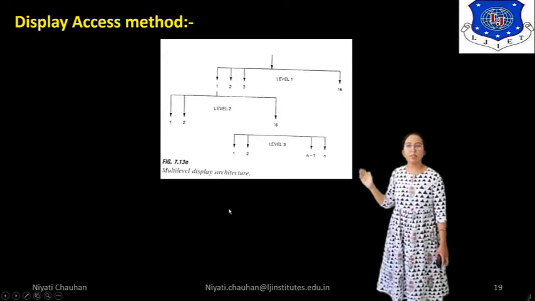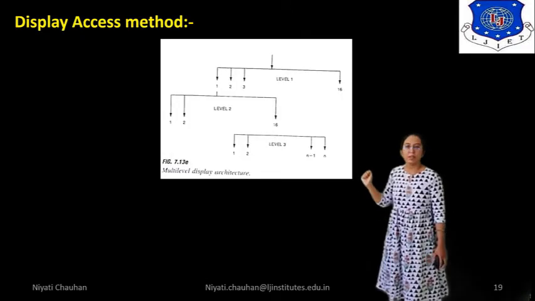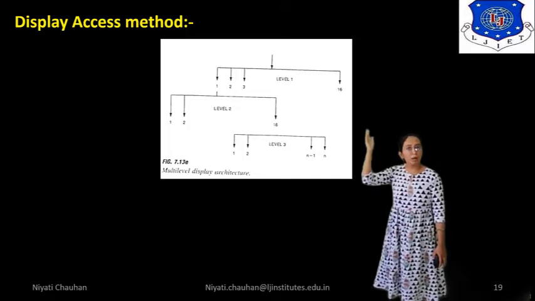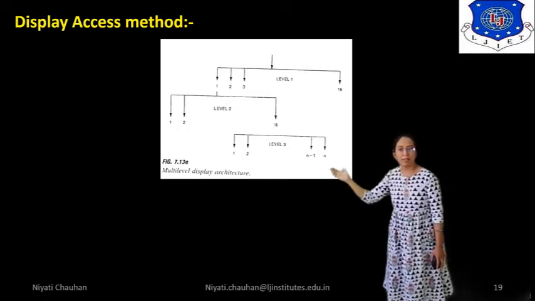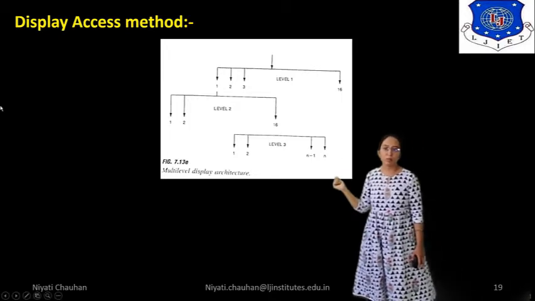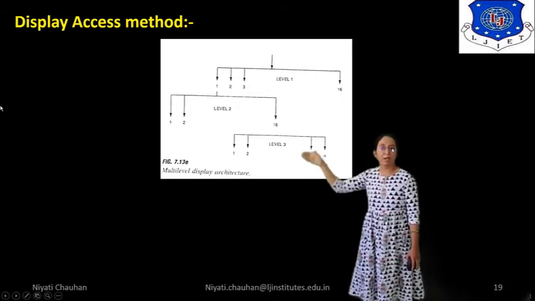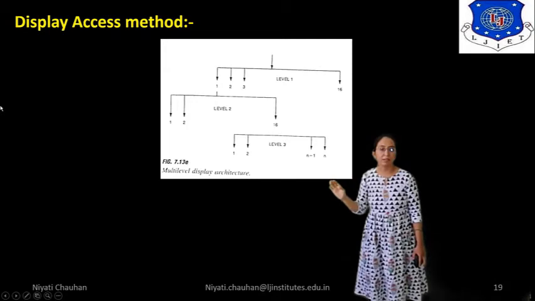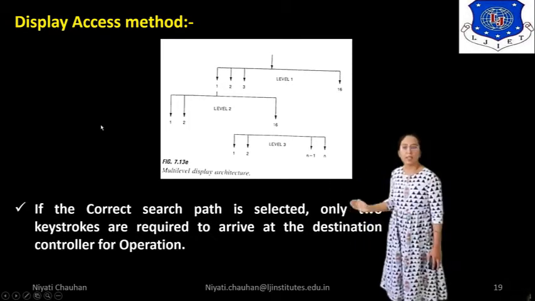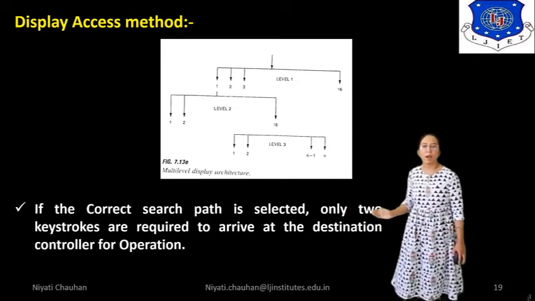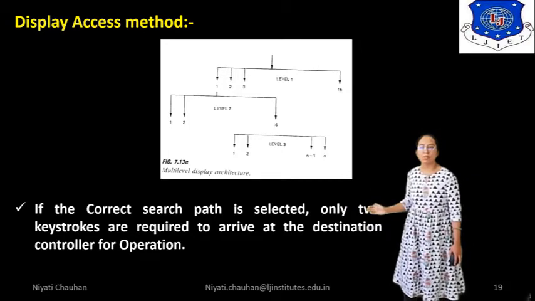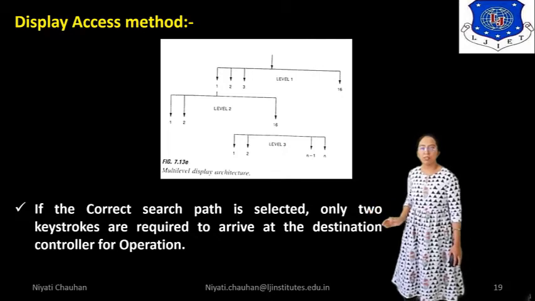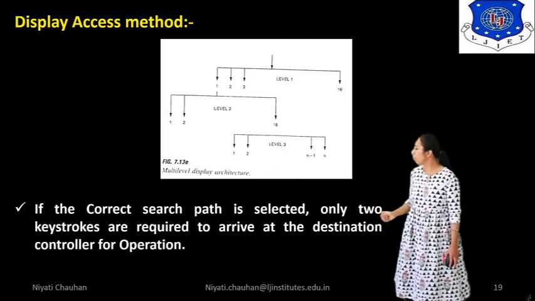So here you can see in the diagram, level 1 has a number of displays, level 2 also has a number of displays, and level 3 also has a number of displays. So this is the multiple display screen. If the correct search path is selected, only two keystrokes are required to arrive at the destination controller for operation.